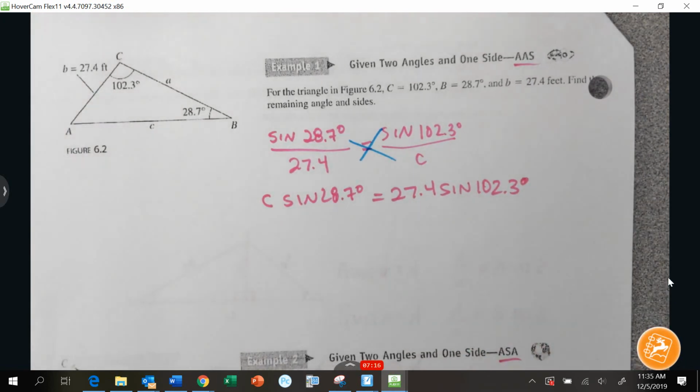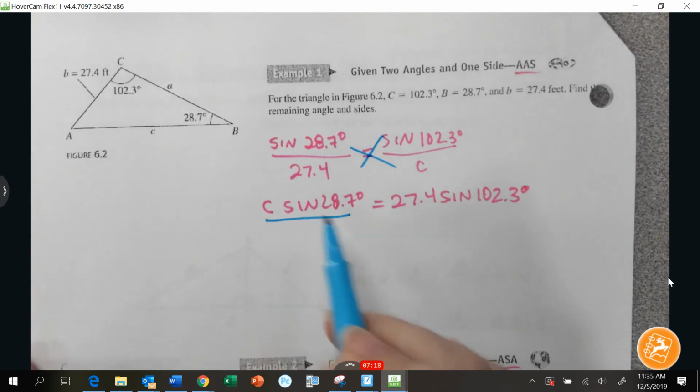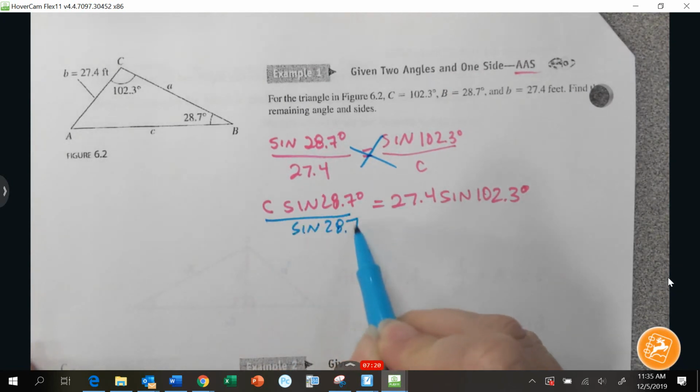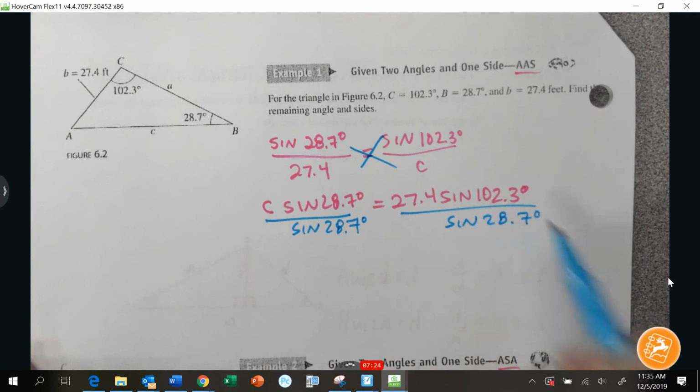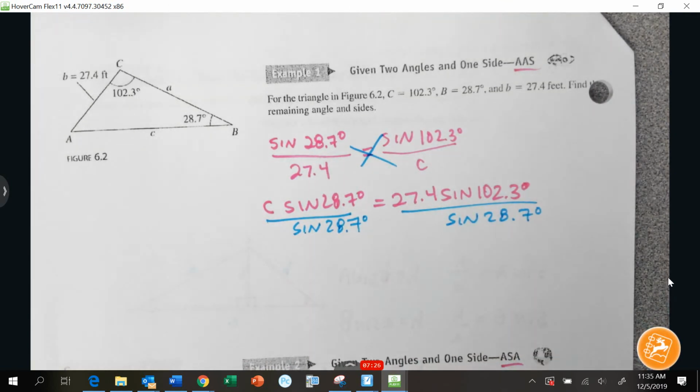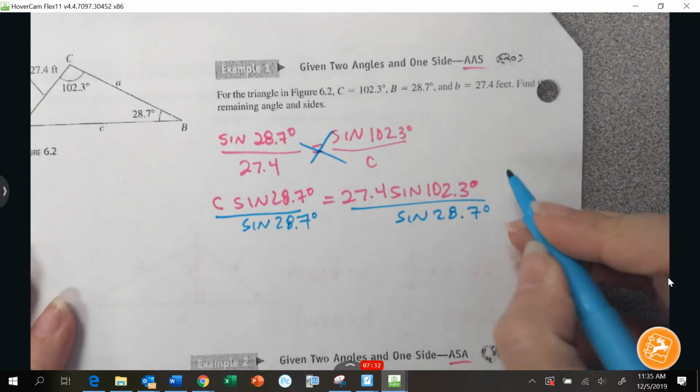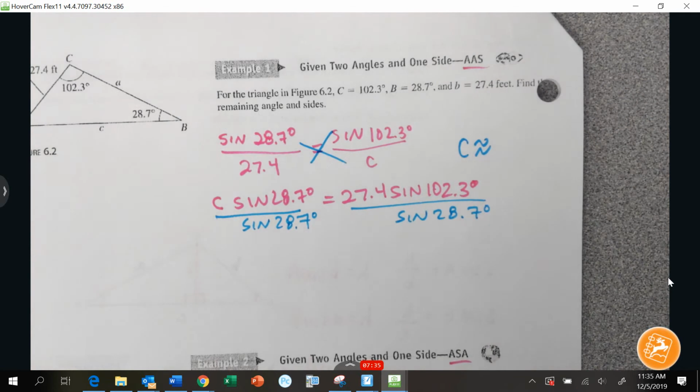And then divide both sides by sine 28.7. And we should have what little c equals. Let's put it up here. And thank you for doing this at the same time as me with your calculator so that you know how to use your calculator when it's on your own.